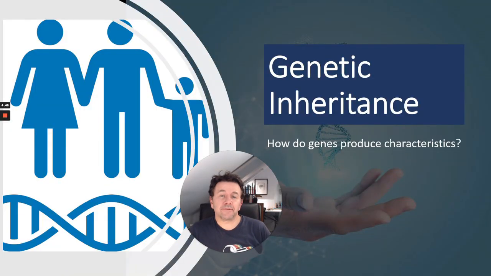Okay, so there we have some examples of Punnett square diagrams to look at genetic inheritance. So I hope you found that useful.